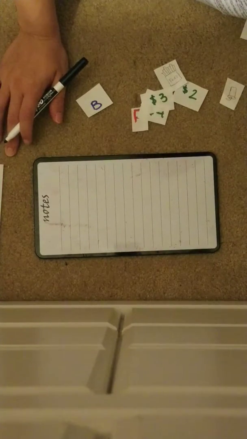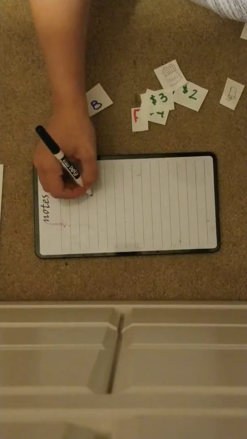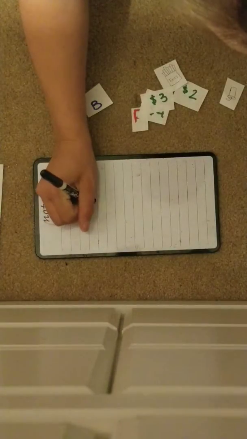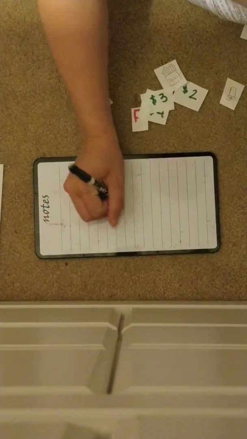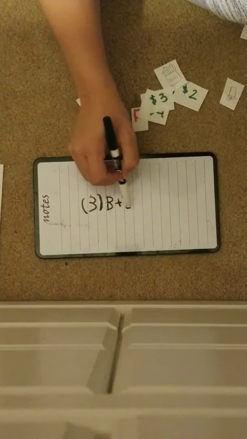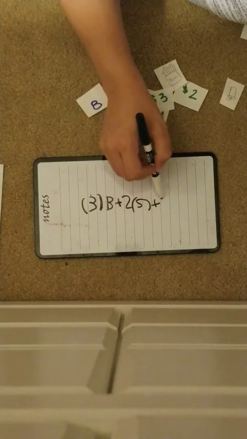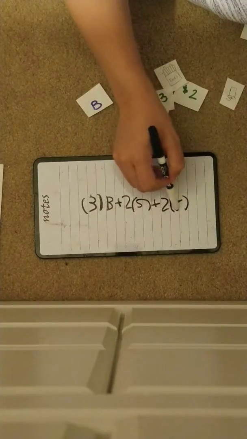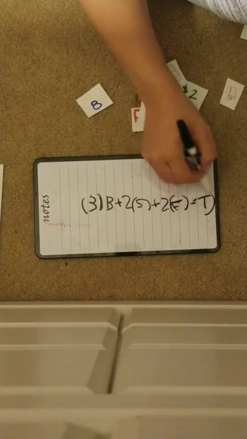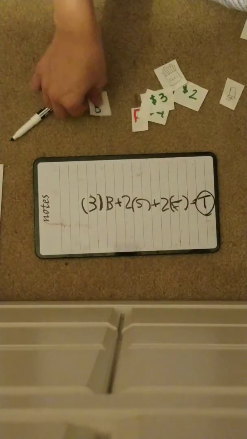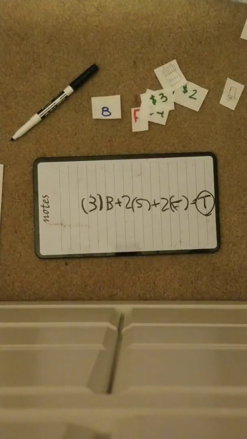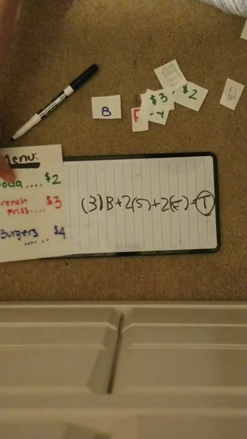So let's say they ordered 4 burgers, or is it 4 burgers? Let's see. They ordered 3 burgers. So they ordered 3 B, 3 times B, plus 2 sodas, so 2 S, plus 2 french fries. And that's going to equal the total cost, or the total bill. So in this case, we need to figure out what B is. B, looking at the menu, is $4.